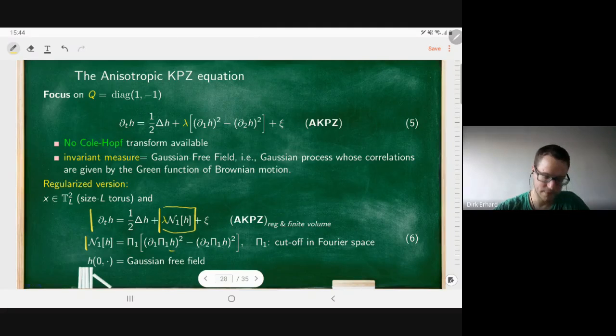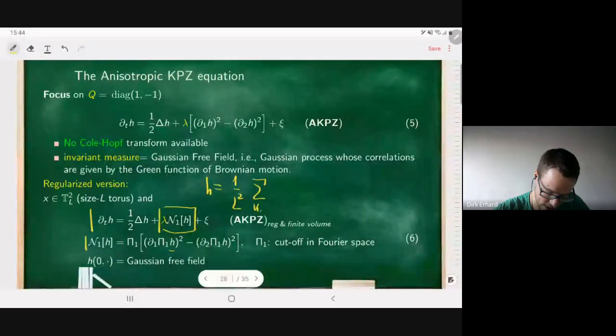You take your H, and then you apply a certain pi1 to it. What is pi1? Pi1 is the cutoff in Fourier space. So what do I mean by this? If you're on a torus of size L, what you can do is write your H essentially in this form.